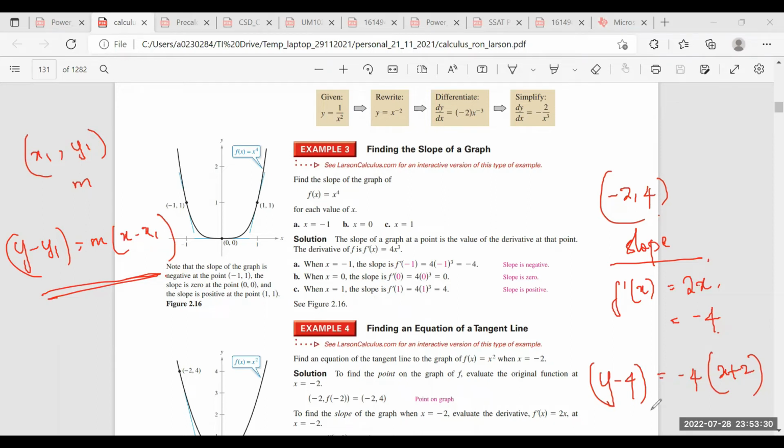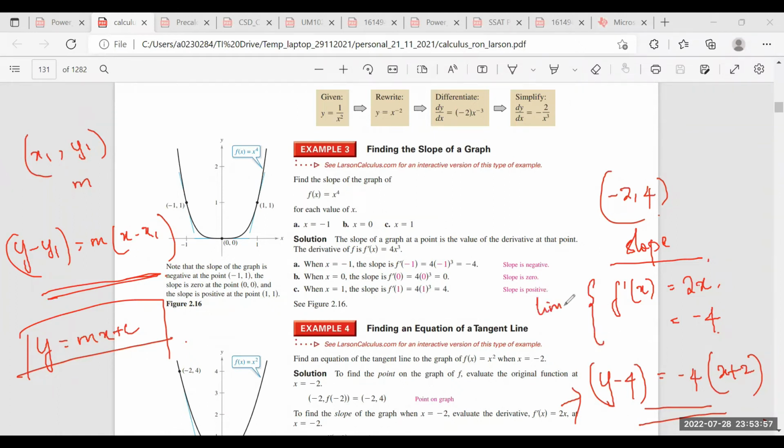Some teachers are okay with leaving it like this. Some teachers would want you to simplify this to get it to the form y equals mx plus c. Depending on what your teacher expects, you can simplify it further or just leave it in this form. Any questions so far? No, I understand this one. The only thing that we used to do differently earlier was this portion of figuring out the derivative. We used to do that using limits.